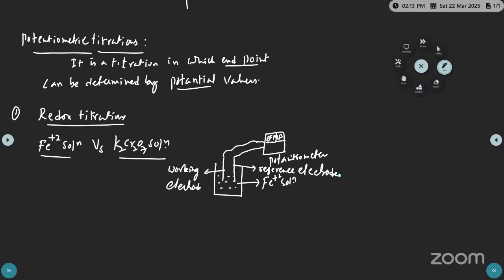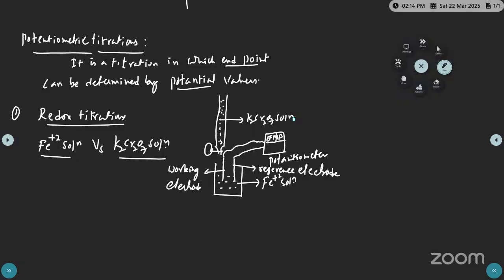So here we keep the two electrodes in the solution, connected to the potentiometer, which measures the EMF of this solution. Note down the EMF of the solution, and then take the burette, fix it on the burette stand, and fill the burette with potassium dichromate solution. Add potassium dichromate solution to the Fe+2 solution gradually. And what happens? The EMF of the solution increases.